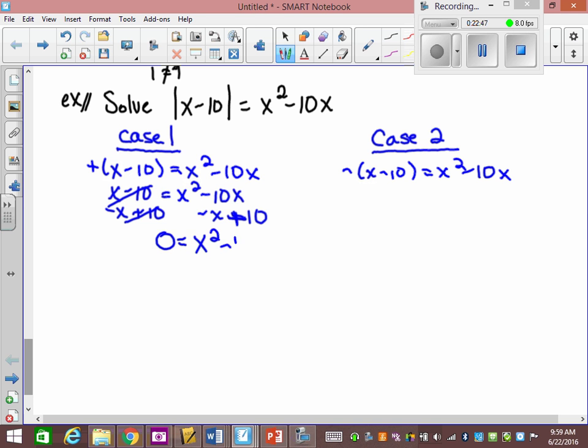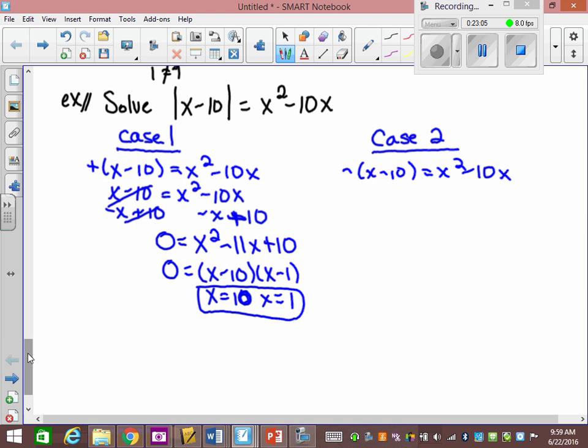X squared minus 11x plus 10. What multiplies to give you 10 and adds to give you -11? X minus 10, x minus 1. So x equals 10 and x equals 1. Remember to check them. Then negative x plus 10 equals x squared minus 10x.